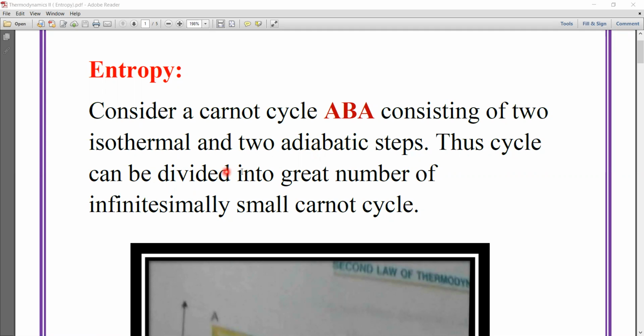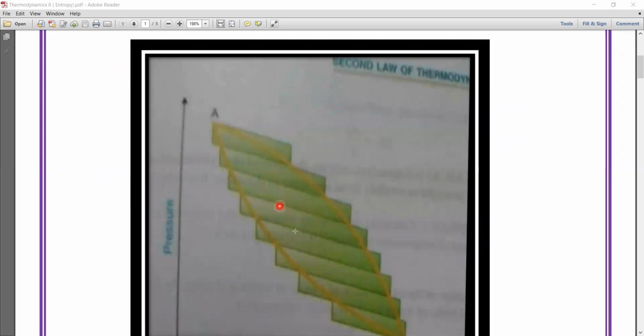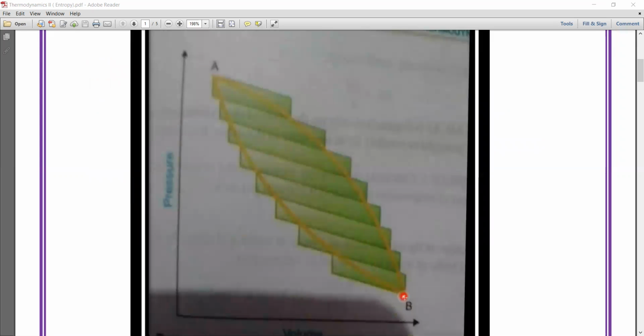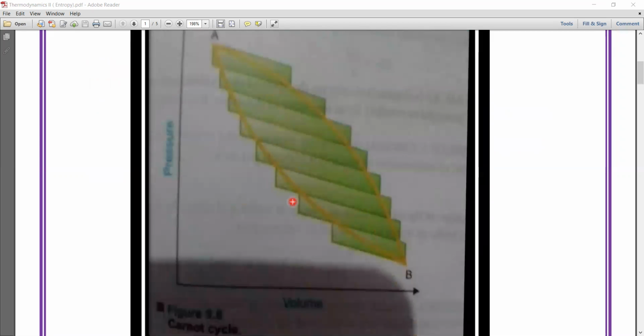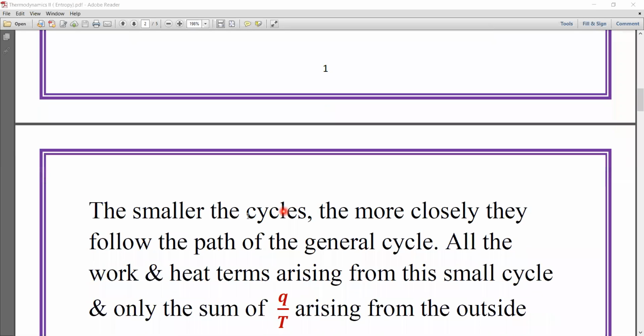Thus the cycle can be divided into great number of infinitesimally small Carnot cycles. When we consider a Carnot cycle ABA consisting of two isothermal and two adiabatic steps, this cycle can be divided into great number of infinitesimally small Carnot cycles. See, these are the great number of infinitesimally small Carnot cycles. Now the smaller the cycle, the more closely they follow the path of general cycle.